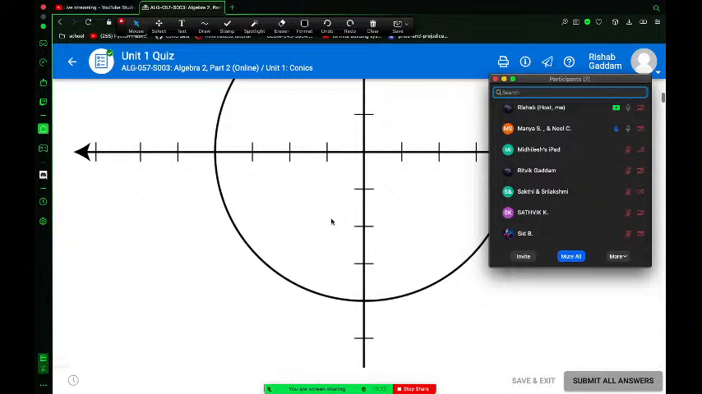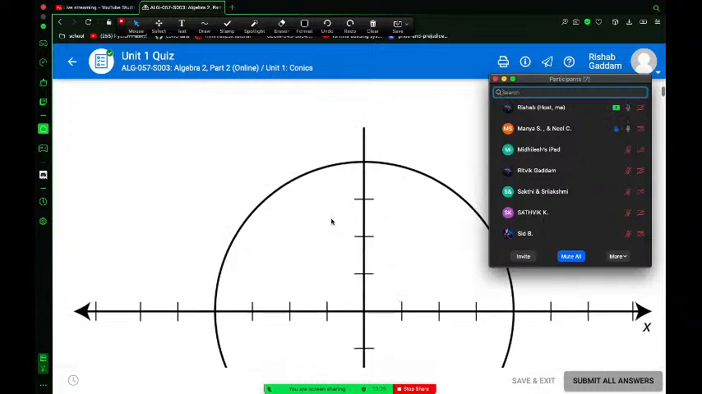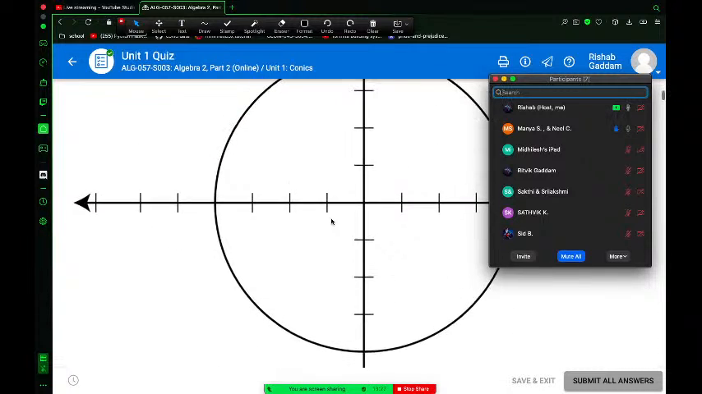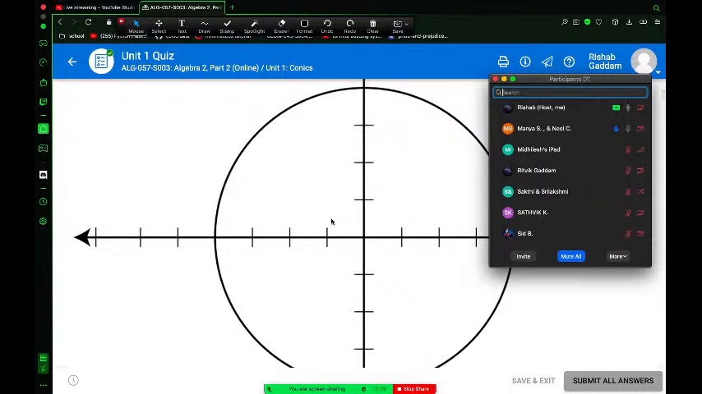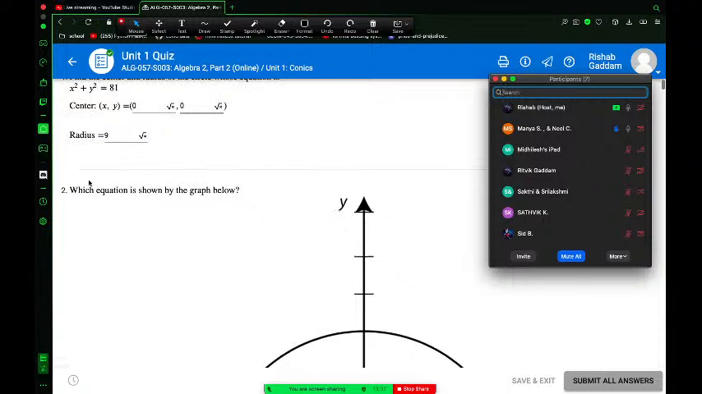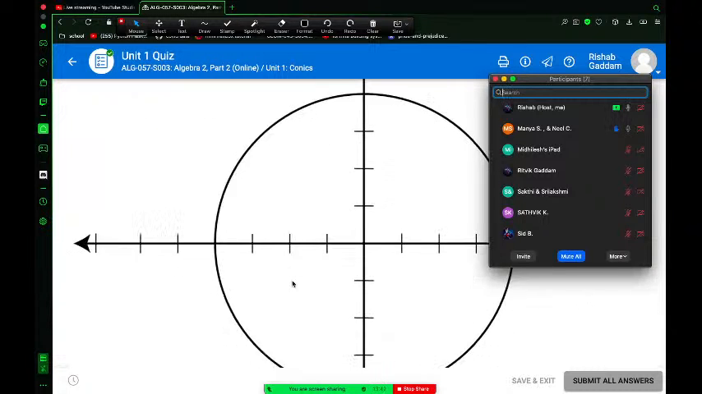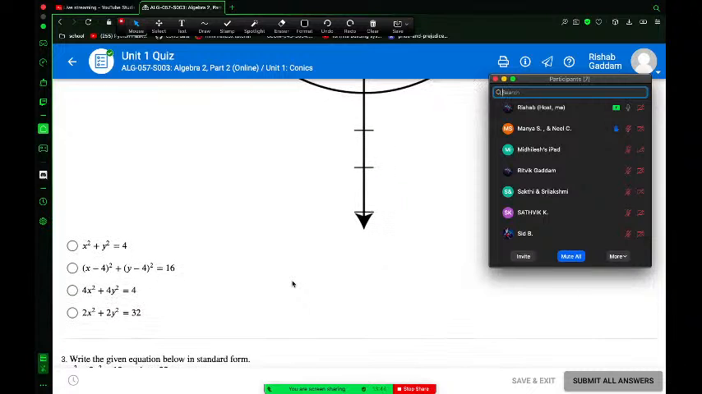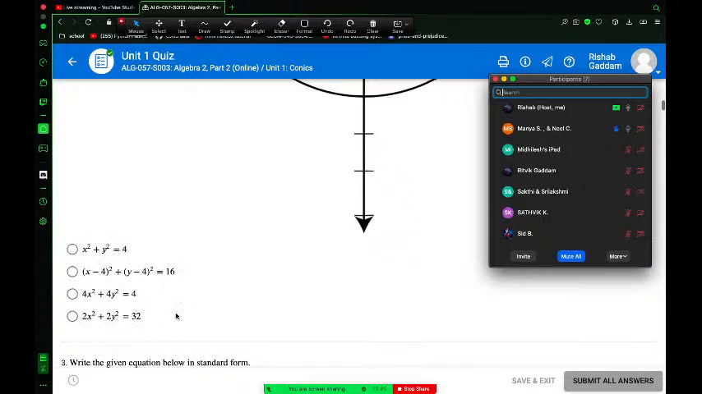So, what's the next question? This one, the one about finding the equation of a circle. What do you have to do in this? Find the equation. Find what equation? The equation of this graph. See the circle? Which equation is shown by the graph below? Yeah, by the circle. Oh, okay. These are the options you have.